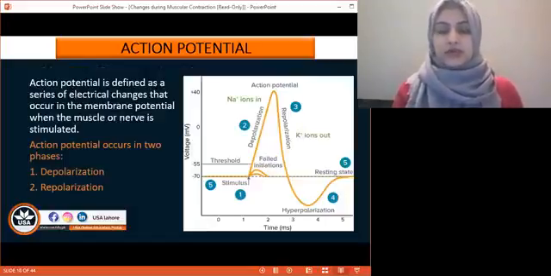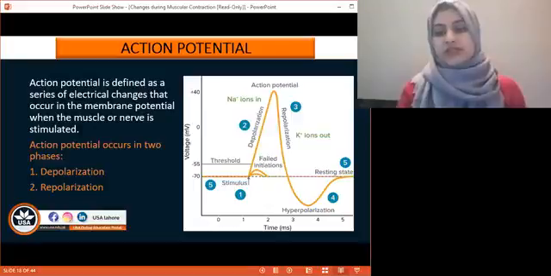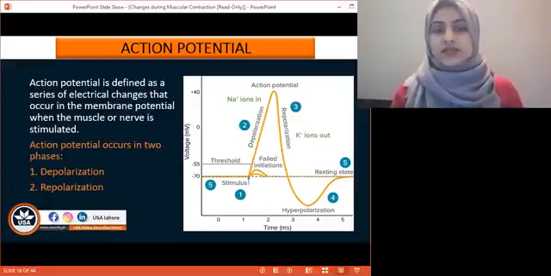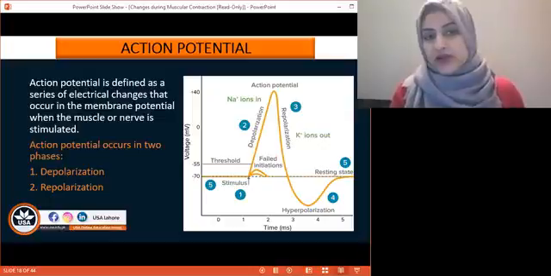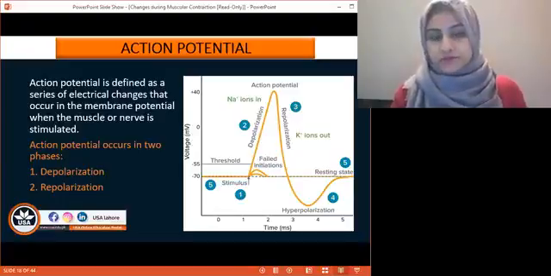We discussed that during resting membrane potential, sodium and potassium ions are responsible for maintaining the negativity inside and positivity outside, which keeps the muscle in a resting state. Now we will discuss how the muscle contracts and how it relaxes, and all of this will be found in the action potential.